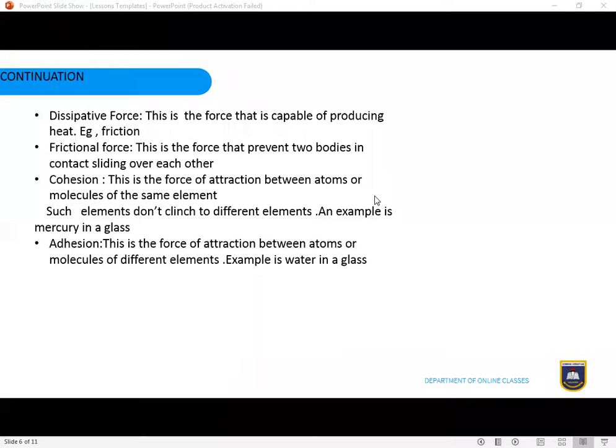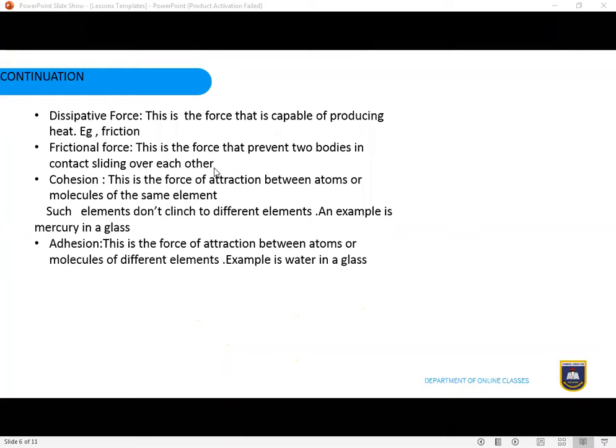Okay. We also have a force called the dissipative force. This is the force that is capable of producing heat. So any force that produces heat, we call it dissipative force. An example is friction. We'll come to that.